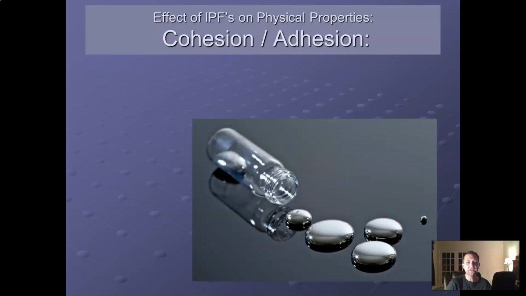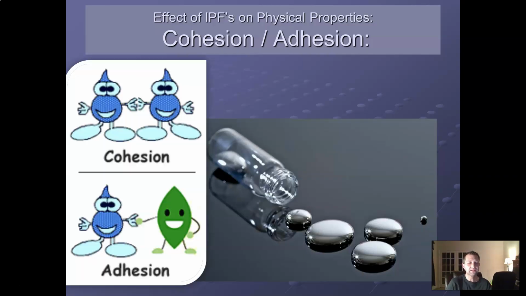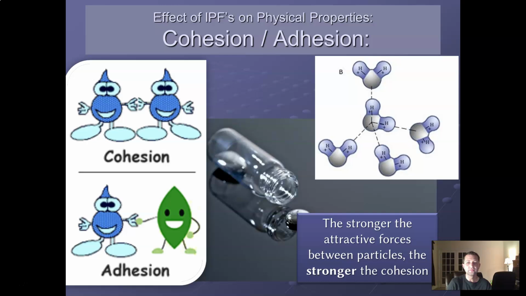Okay, the next one's cohesion and adhesion. So cohesion is the attraction of a substance to itself, and adhesion is the attraction of a substance to some surrounding item. All right, so a little image there to help you understand that. Water has very good cohesion, and depending on what you are putting water next to, it has pretty good adhesion with that as well. So the stronger the attractive forces between particles, the stronger the cohesion is going to be. Obviously, the stronger the attractive force between some substance and another substance, the stronger the adhesive forces are going to be.